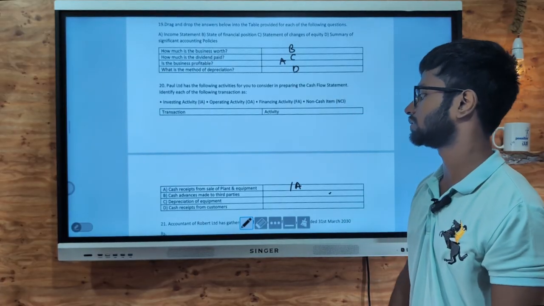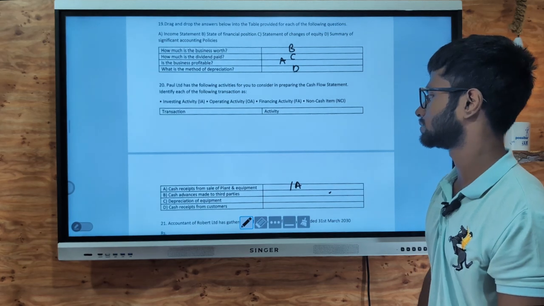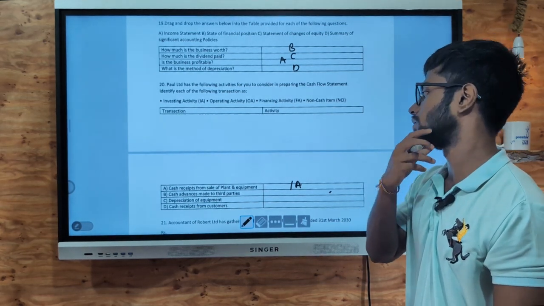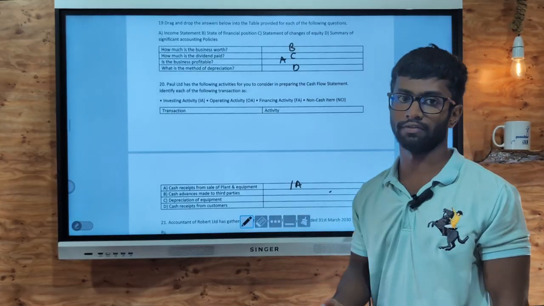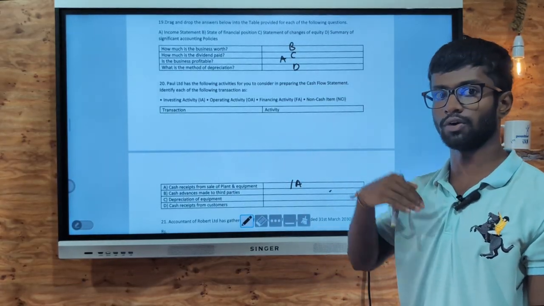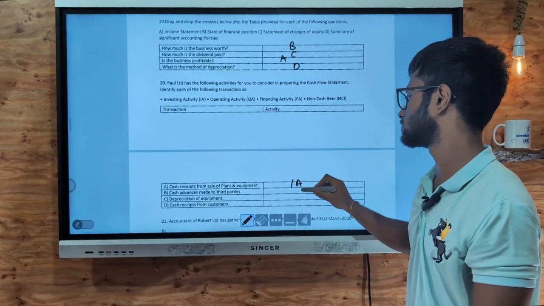So we have given an advance. So that should be a financing activity, no? How we finance, how we give out funds and how we obtain funds. So that should be FA, financial activity.